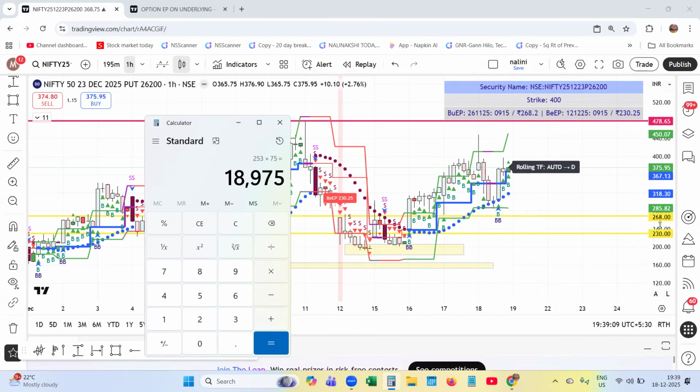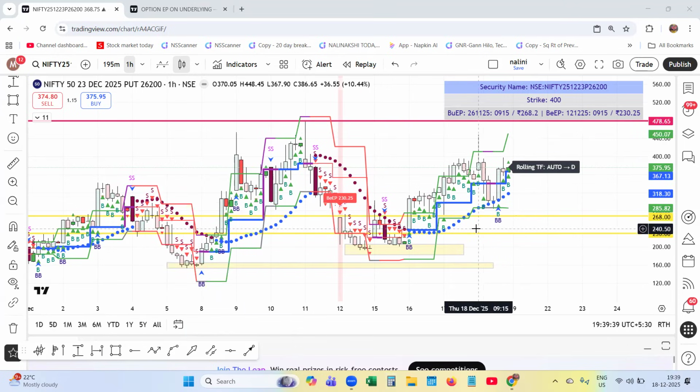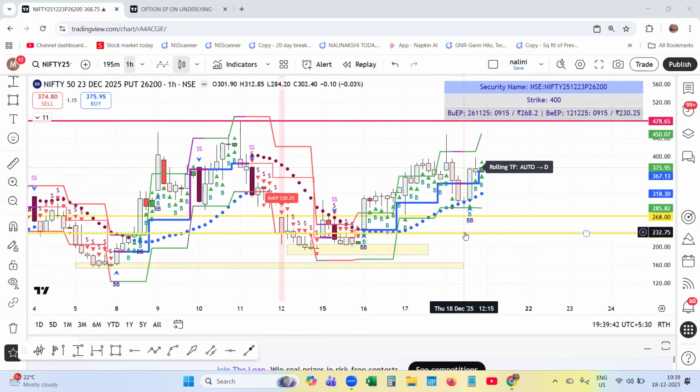Today, even if you would have taken a position around morning, around 200, and the low is 284, you could have made 100 points. 284 to 397, more than 110 points you could have made there. So like that, with confidence, you can stay on the put option. In my next video, I'm going to show you how you can trade stock options also.